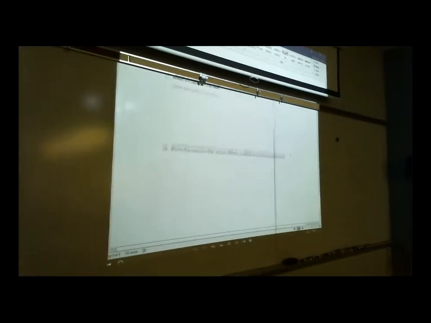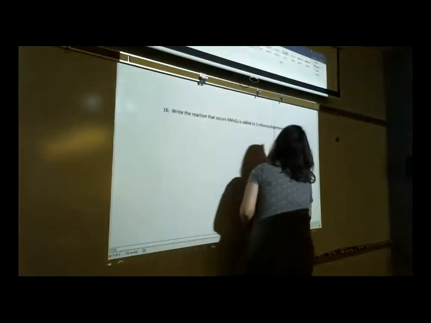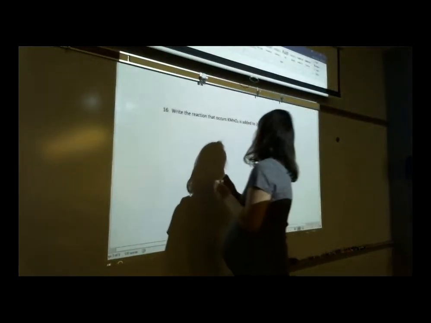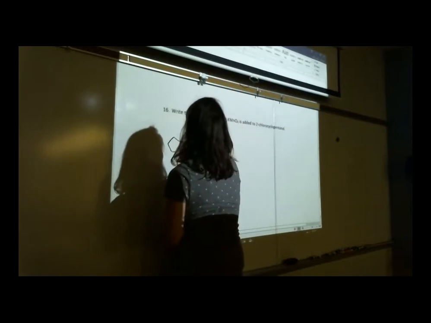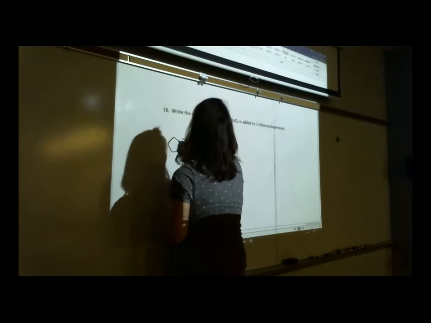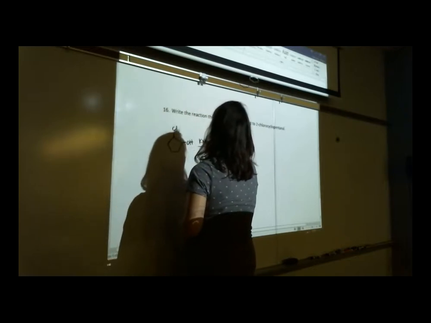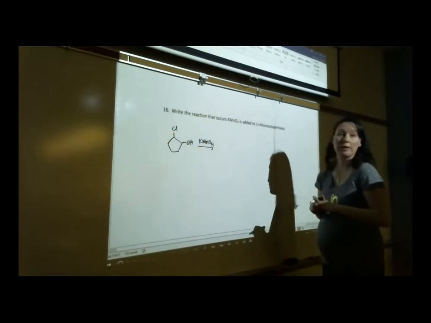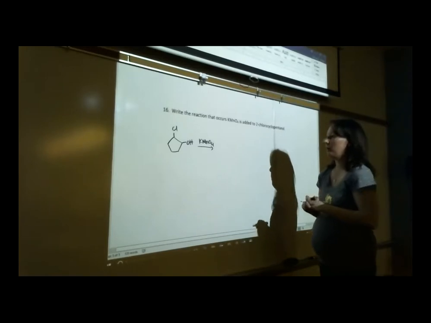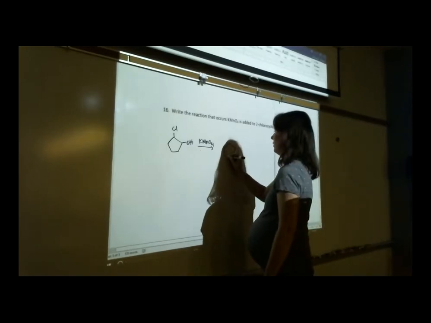All right, last one. We're using potassium permanganate again. That's a nice strong oxidizer. 2-chlorocyclopentanol. When we oxidize a secondary alcohol, can we oxidize a secondary alcohol? Yep. What are we going to get? A ketone, right?